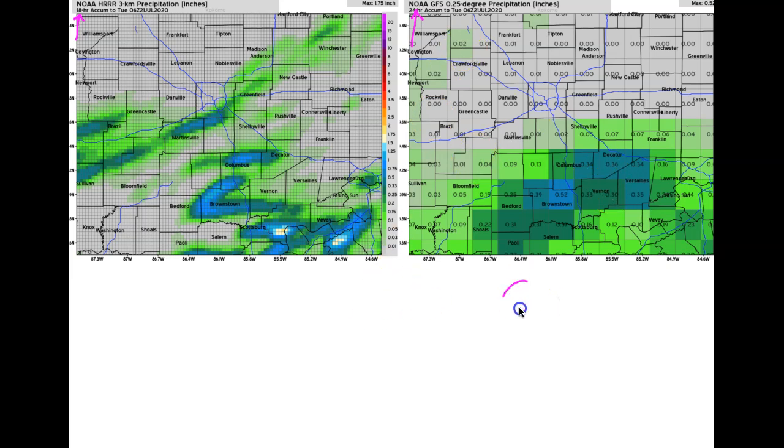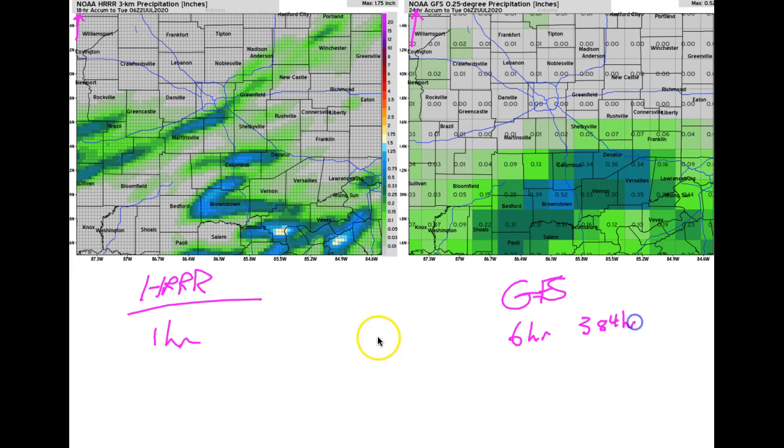On the right, GFS, global forecast system. On the left, HRRR, high resolution rapid refresh model. Okay, this one updates every hour. This model here on the right updates every 6 hours. This one goes out to 384 hours. This one here goes out to 18 hours.